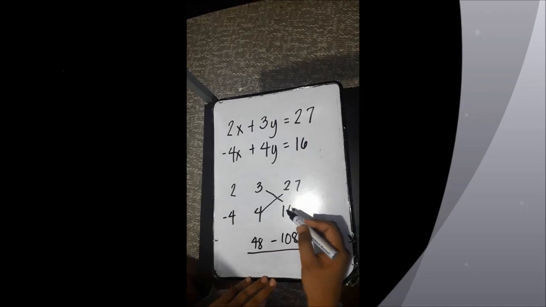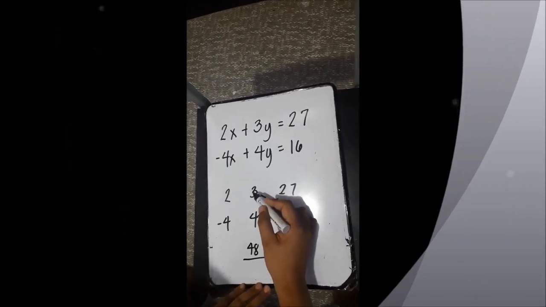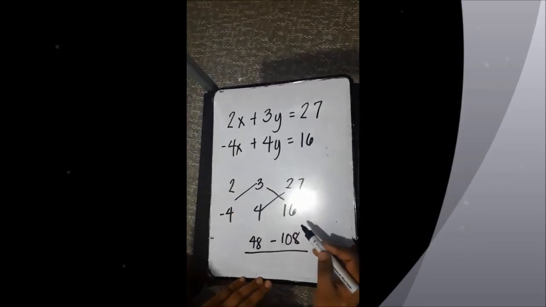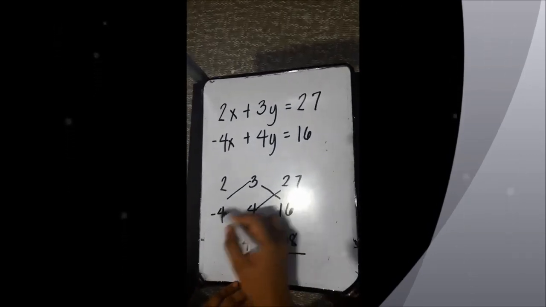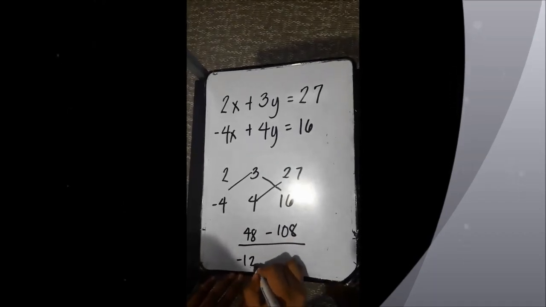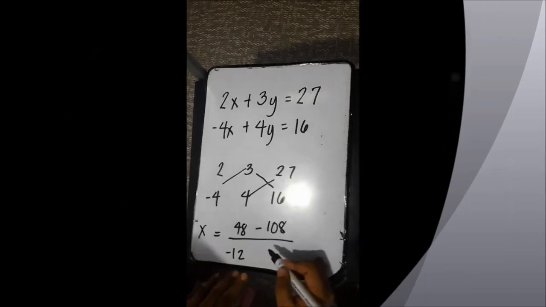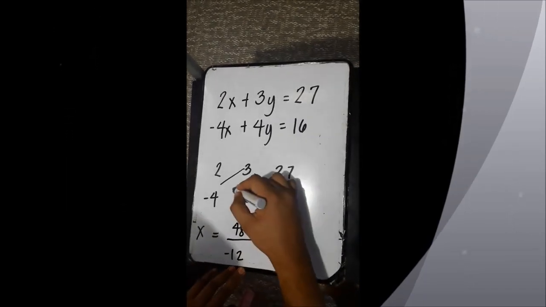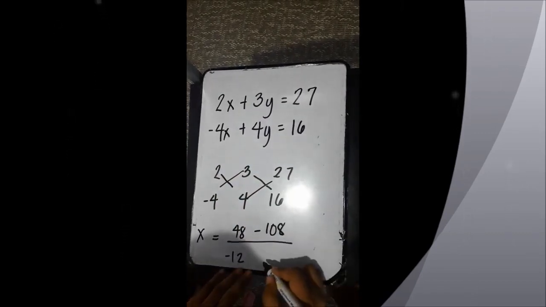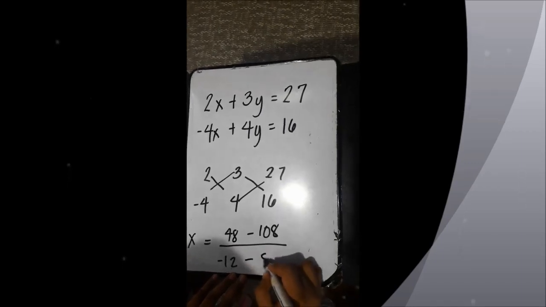now I'll be reversing this time. I'll be multiplying the coefficient of y in the first equation, which is 3, by the coefficient of x of the second equation. That's 3 times negative 4, that gives me negative 12. So this is the value of x. And the other pair is 2 and positive 4. That gives me 8, but I'll be using minus also.